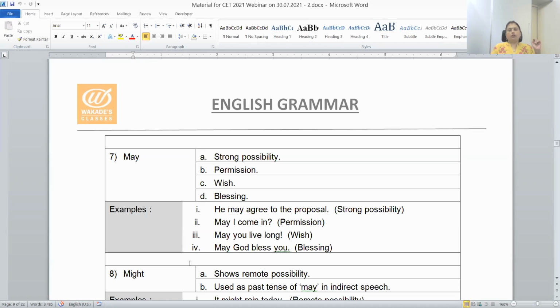May you live long. So suppose if an elderly person is telling you this, then this can also become a blessing. But otherwise, may you live long is somebody's wish for you. And when somebody, your parents or your elderly relatives tell you, may God bless you, they're obviously giving you their blessings.